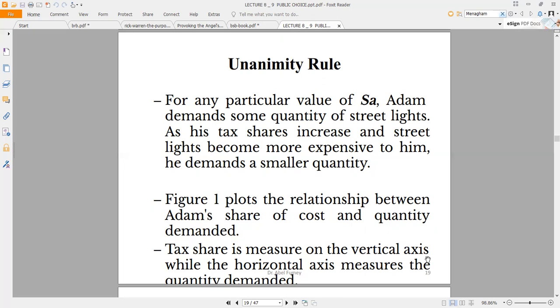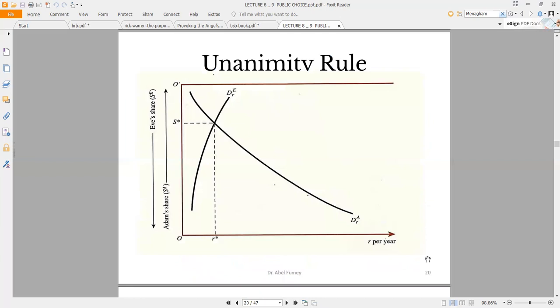So the figure that we are about to look at is going to show the relationship between Adam's tax share and the quantity of the street lights that he will demand. Now, this is the diagram. If we take the vertical axis, that one is measuring the tax share for Adam, and then the horizontal one is talking about the quantity of street light that Adam is going to demand.